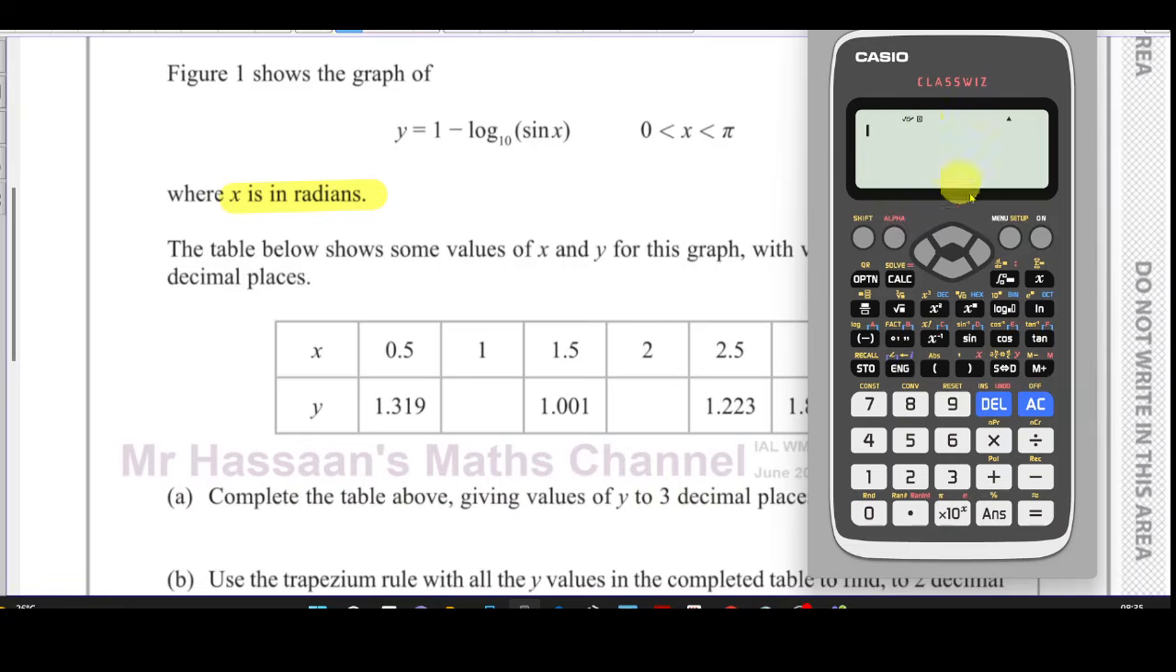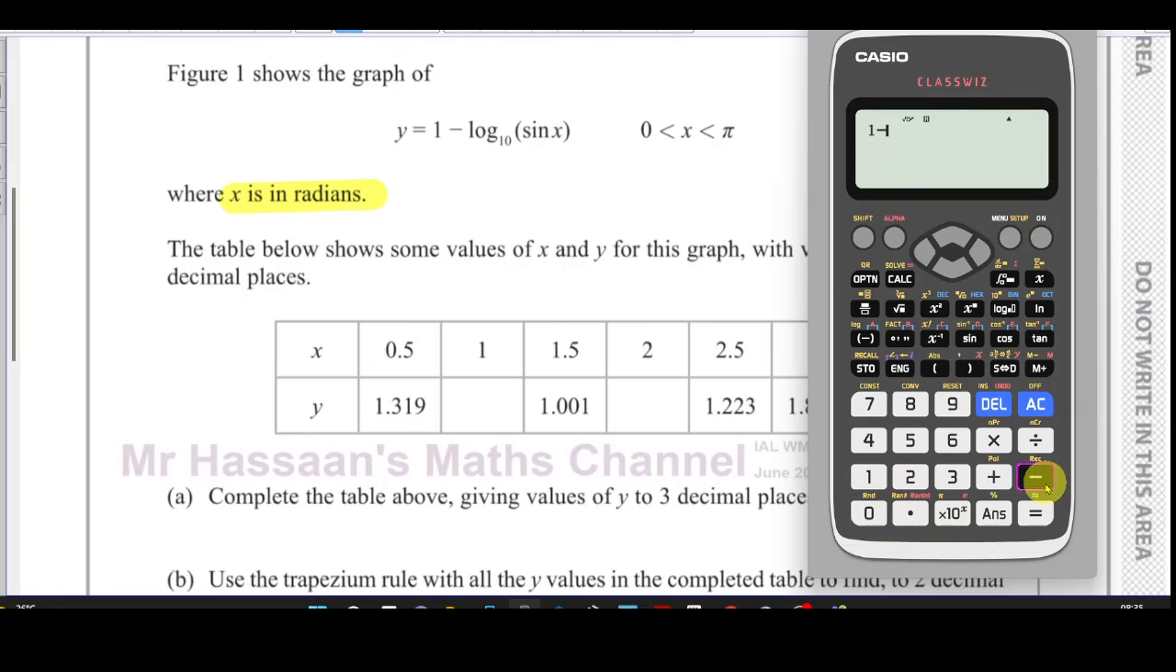Right now it's in degree mode. So I must press shift and setup, then angle unit, and number 2 for radians. Now it's in radian mode. As you can see, there's a little r there, and we can now proceed by substituting the values in here.